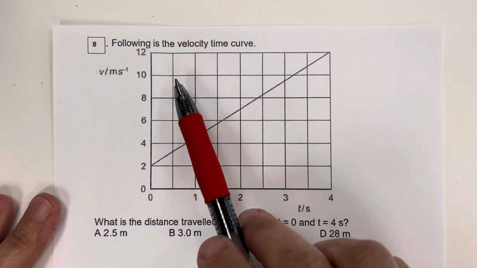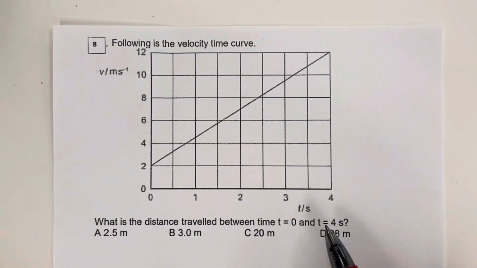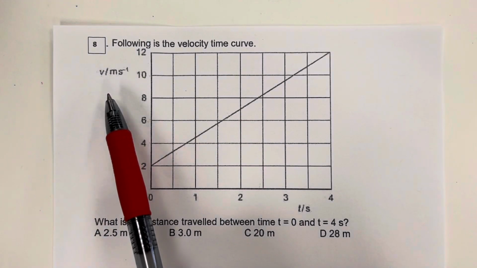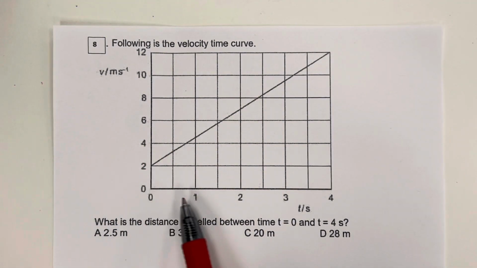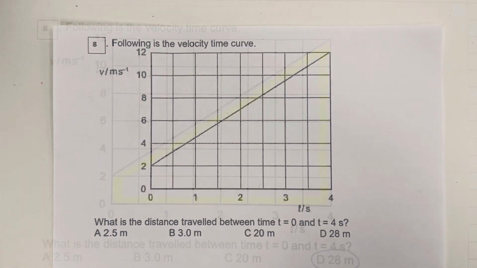Question 8. Following is the velocity time curve. So this is a graph showing the variation of the velocity over time. What is the distance traveled between time 0 and 4 seconds? Every time you see a problem like this, where a velocity time graph is provided and it is asking for the distance traveled, you are going to determine the area under the line graph.